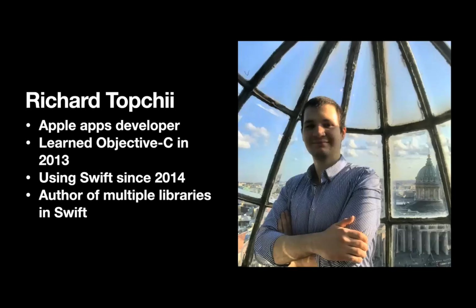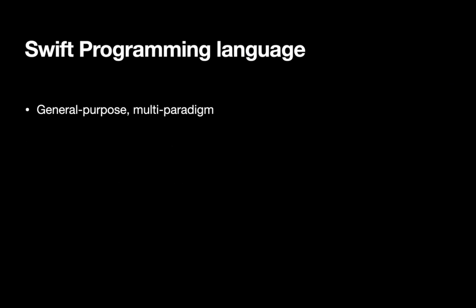My name is Richard. I've worked as an Apple app developer since 2014, and I started using Swift in 2014. Before that I learned Objective-C in 2013. So I went through the evolution of Swift from version 1 to version 5 right now. I'm the author of multiple libraries written fully in Swift, so I have quite a lot of experience with this language, and it was a great pleasure to work with.